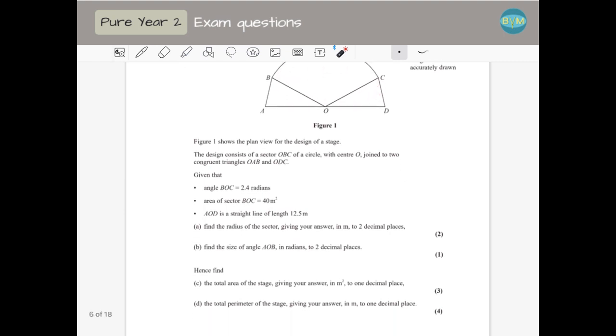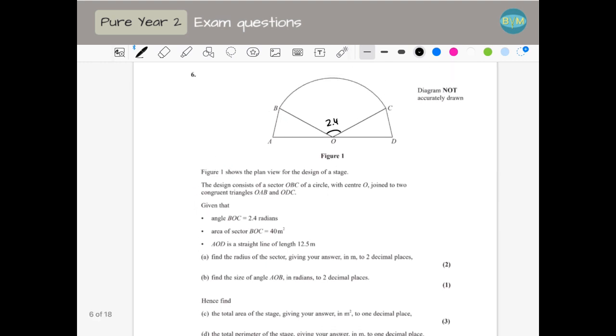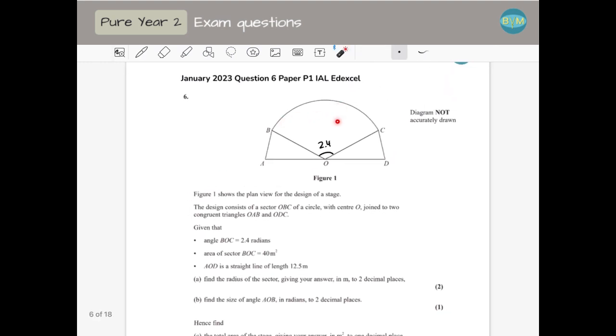We know the angle BOC is 2.4 radians. This angle here is 2.4 radians. Area of sector BOC is 40, so we know the area of the big one. AB, the straight line, is 12.5 meters, so this length is 12.5 meters. Find the radius of the sector, giving your answer in meters to two decimal places. So we have to find this radius here, which is not the same as this.